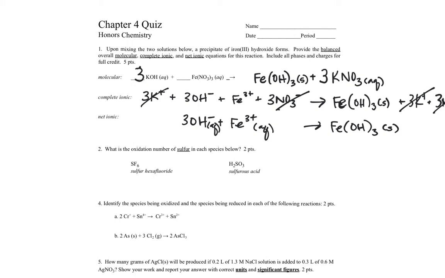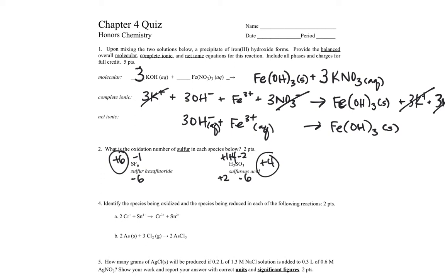Okay, number 2, what is the oxidation number of sulfur in each species below? So we know that fluoride is a halogen, and so it's going to be -1. There are 6 of them, so we get -6 total, which means sulfur is going to be a +6 oxidation number. If we look at sulfurous acid, we know that oxygen is going to be -2. There are 3 of them, so we get -6 from oxygen. Hydrogen is bound to nonmetals, and so it is going to be a positive charge. So we have a +1 for hydrogen, but there are 2 of them, so that's +2. So in order for us to get a 0 net charge on this, we know that sulfur now must be +4.